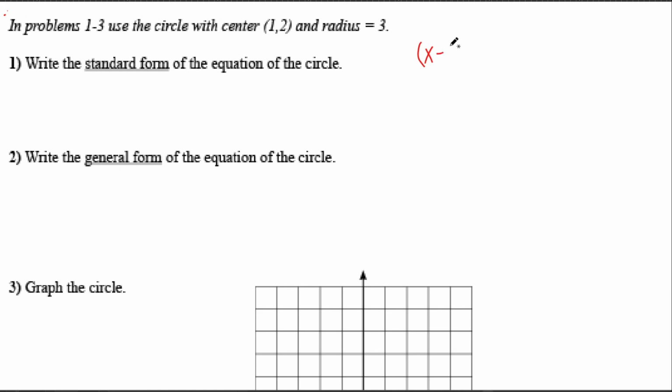X what? Minus h. Josiah Ruff, please come to the office. Josiah Ruff to the office. Thank you. Yeah, Josiah Ruff, please come to my class is what you should say. Y minus what? What's the letter? K. And then squared equals.